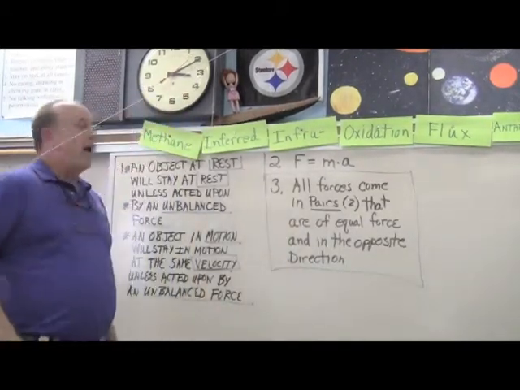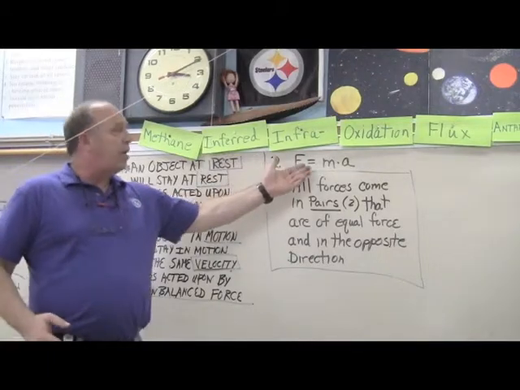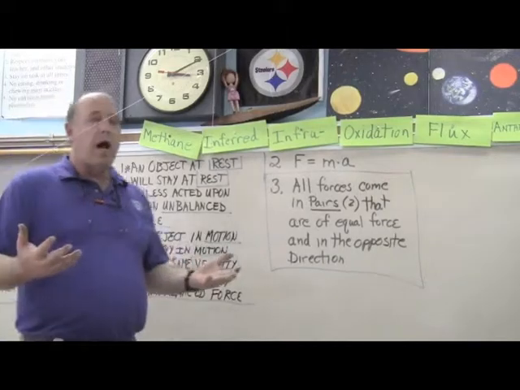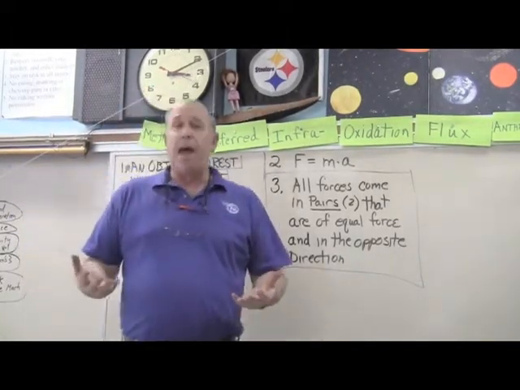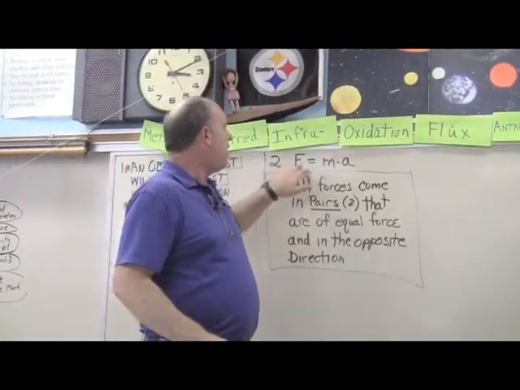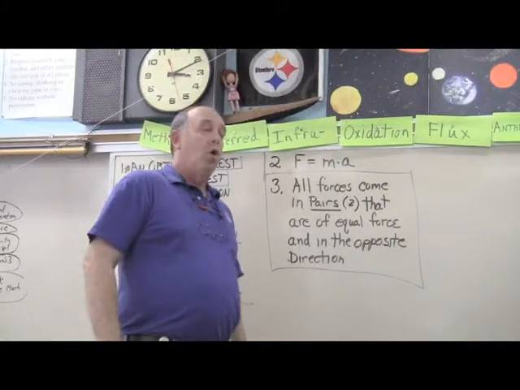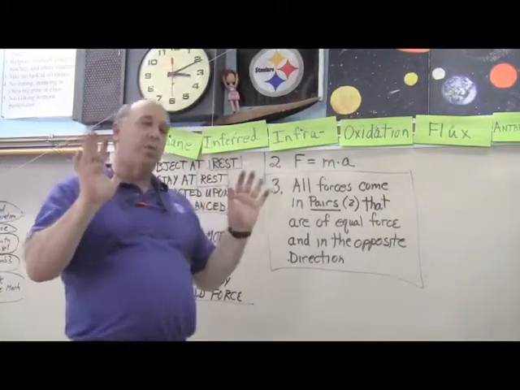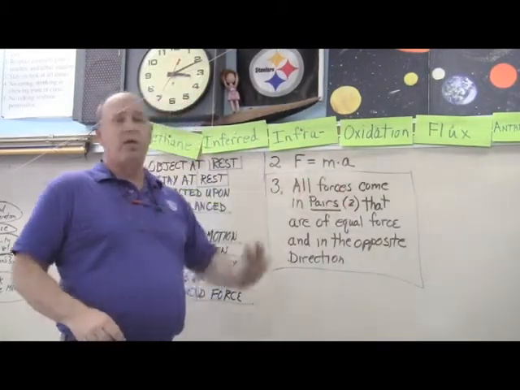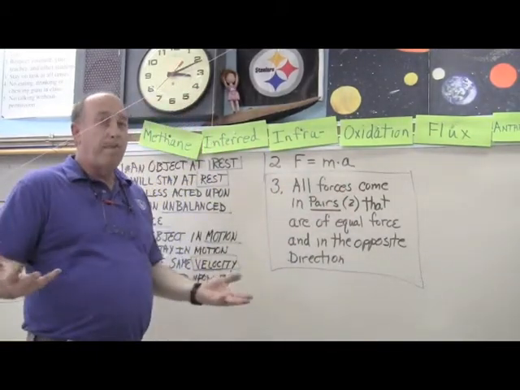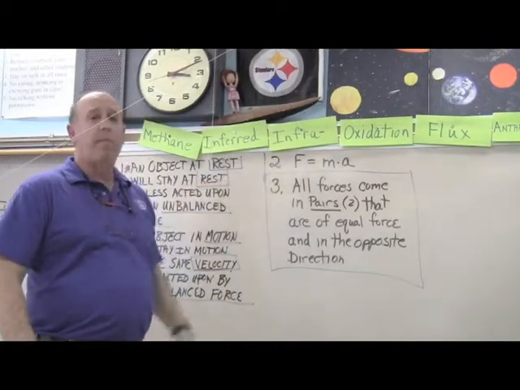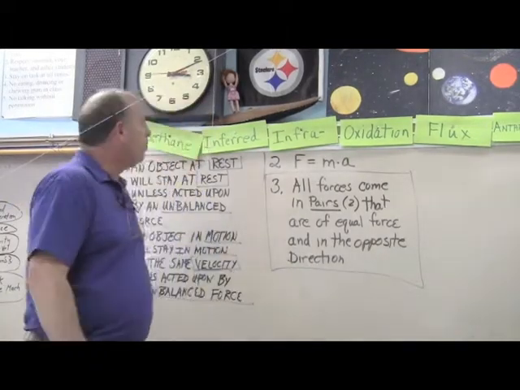Okay, the second law has to do with force being equal to mass times acceleration. That means if I have two objects that have a different mass and I push them with the same acceleration, I'd have to use more force on one. Or if I push two objects with a different mass with the same force, one of them would accelerate slower. The one with more mass. The one with less mass would accelerate faster if I use the same amount of push or pull.